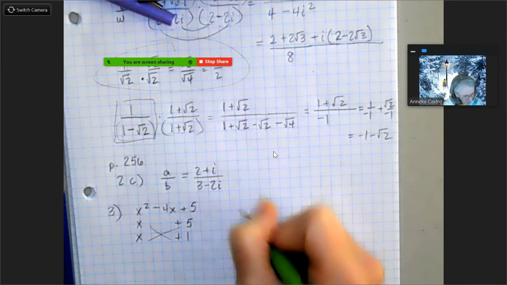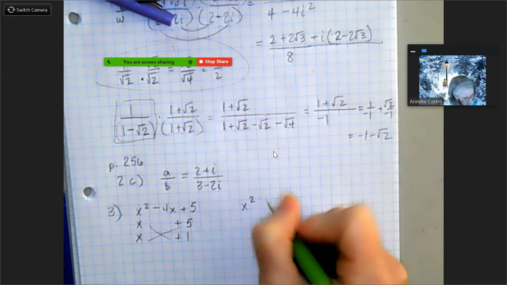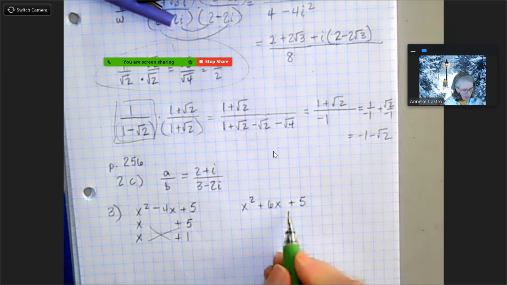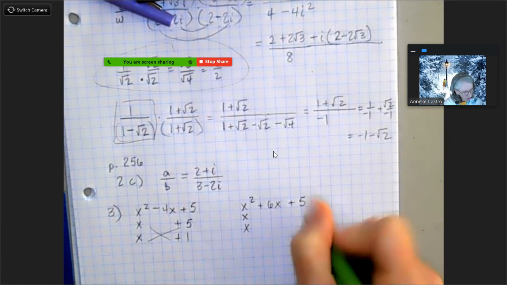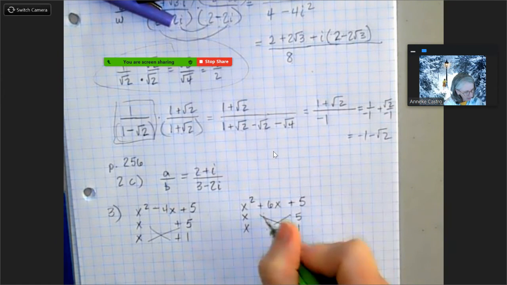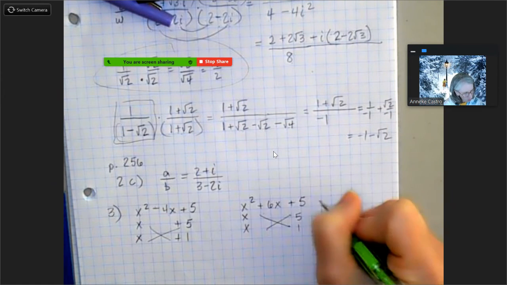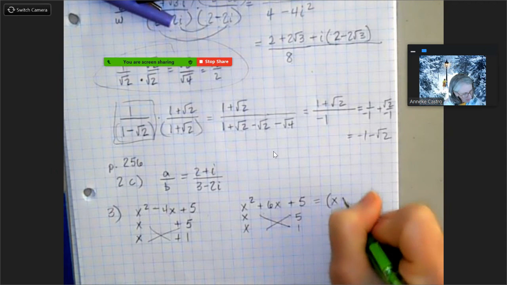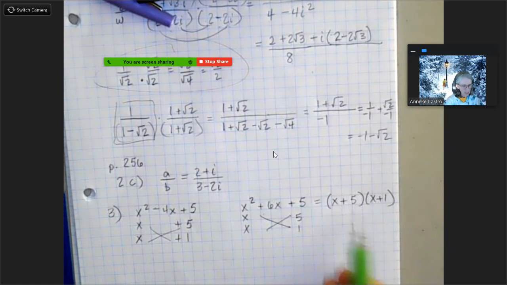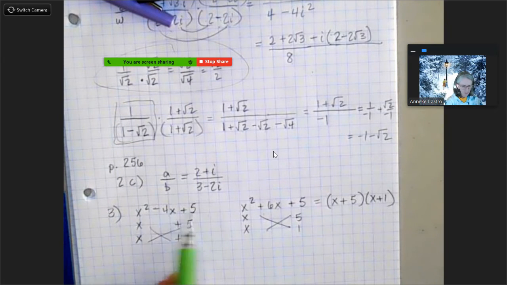So if it had been factorable, say I had x squared plus 6x plus 5. Let's say the problem had been this. I could factor this. So if I cross multiply these, I get 1x plus 5x is 6x. So I know this factors to x plus 5 and x plus 1. So this is what we want to end up with, but except for this problem.